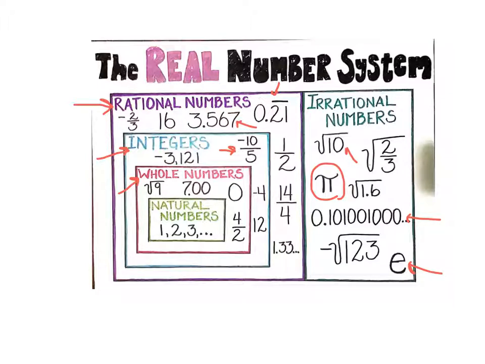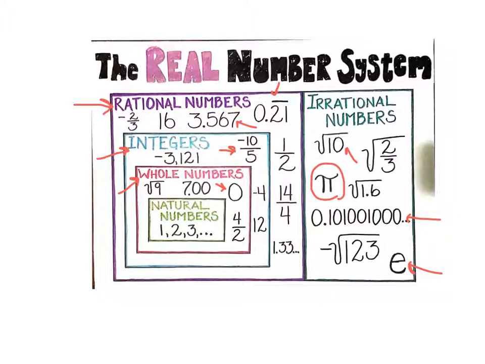Whole numbers, I'm glad they put a 0 right here. 0 is the smallest whole number. 4/2 is a whole number because it is actually 2. The square root of 9 is a whole number because it is 3. 7.00, whole number because it's really 7. No fractions, no decimals, and must be positive or 0.